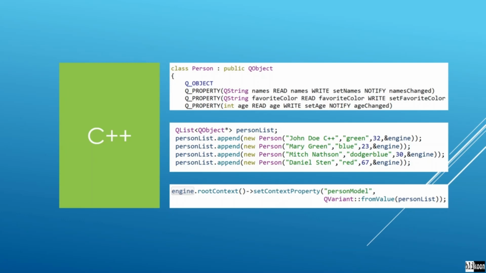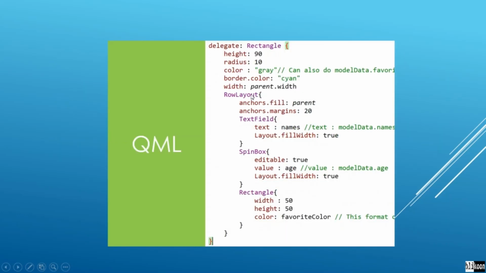The special thing about this is that these properties are all available for us in QML. If you look here in our delegate, that is going to be in a list view, we have access to the names here. This is the syntax we can use. You can also use this syntax here. We have access to the age. You can also use these two syntaxes. We also have access to the favorite color. We're going to go to Qt Creator and play with this.